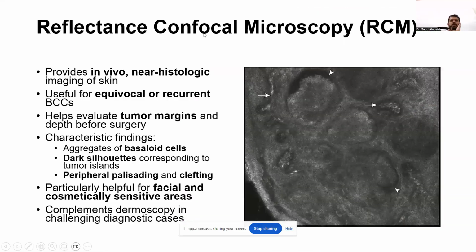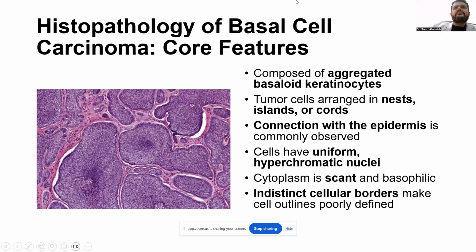Reflectance confocal microscopy. I've seen this, but it was more experimental in the lab. You actually see it like this. You see the nest, the tumor, and it is helpful, but I don't think it's that readily available in the market. But it is one of the useful devices, I guess, for detecting the tumor.